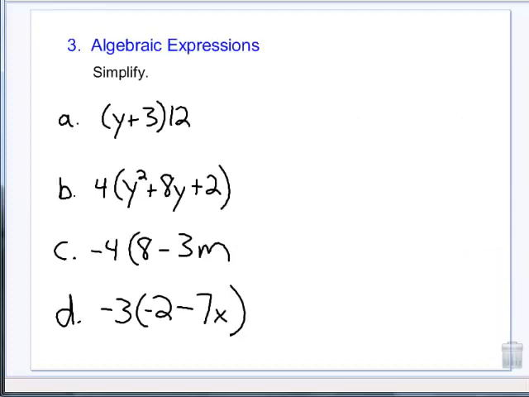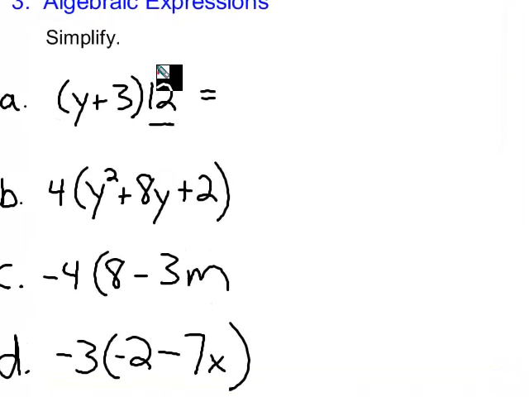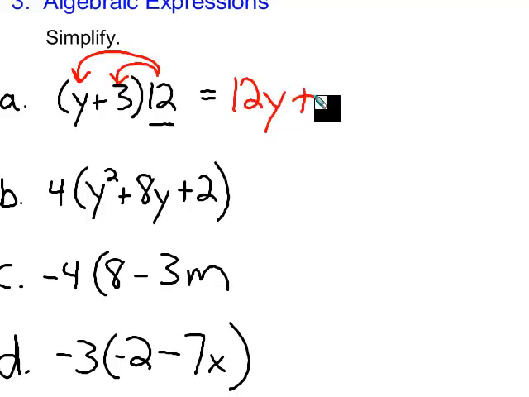Algebraic expressions. Here we're just going to use the distributive property to simplify these expressions. Sometimes they might trick you by putting the 12 on the right. The distributive property still works. I just go over here first. 12 times y is 12y. 12 times 3 is 36. That's all we do. We're just simplifying it, getting rid of the parentheses. I often say we got to kill the parentheses.